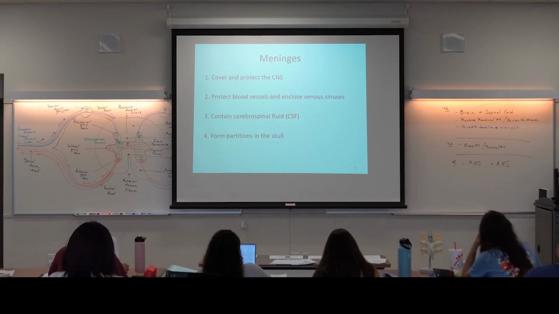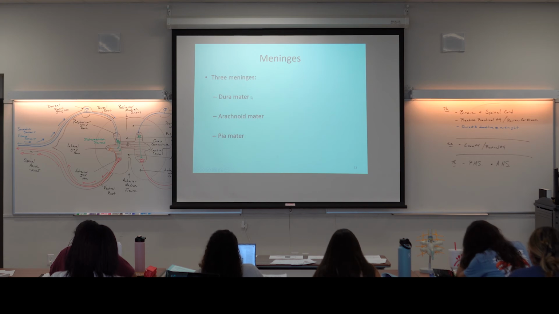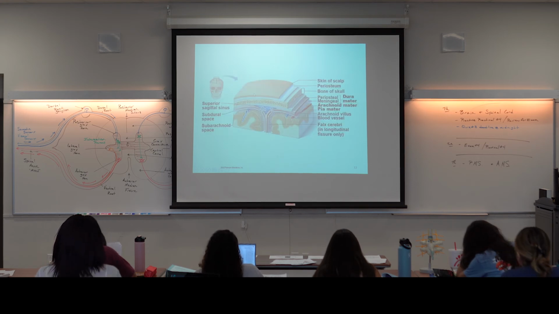Meninges, we just talked about those protective layers around the brain and spinal cord. They basically cover and protect that brain and spinal cord, the central nervous system. We're going to see underneath the arachnoid layer is where that cerebrospinal fluid is going to be found. And then some little expansions of this meningeal layer are going to partition the skull off. We've already introduced the Dura Mater, the Arachnoid Mater, and the Pia Mater. So here are some pictures of this.